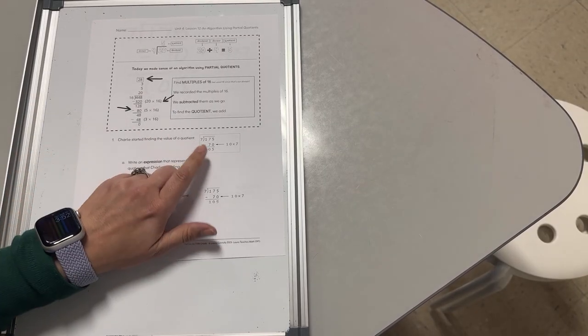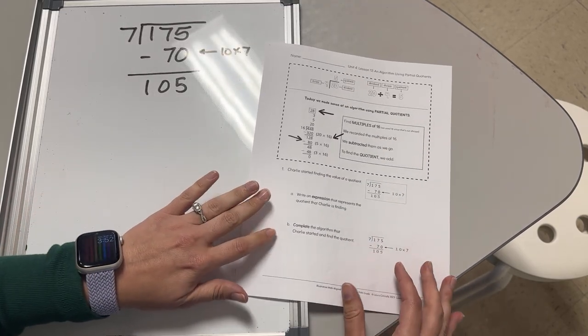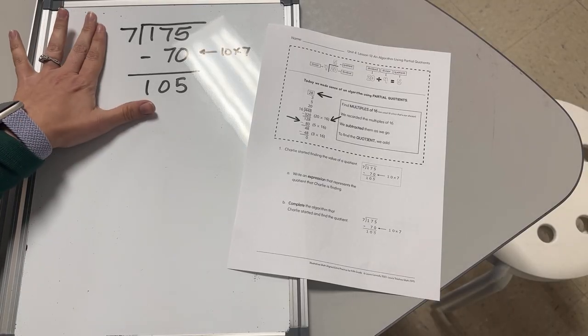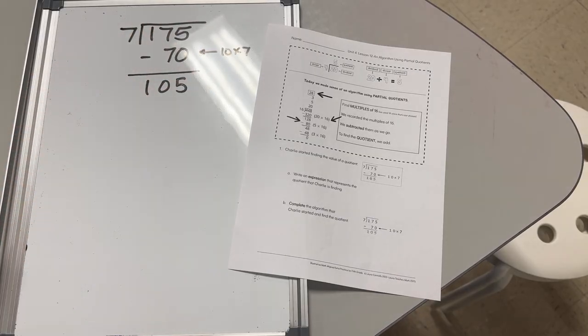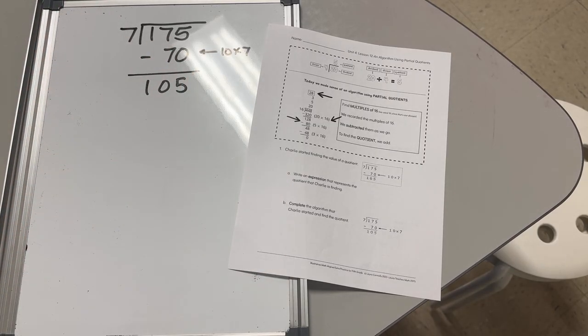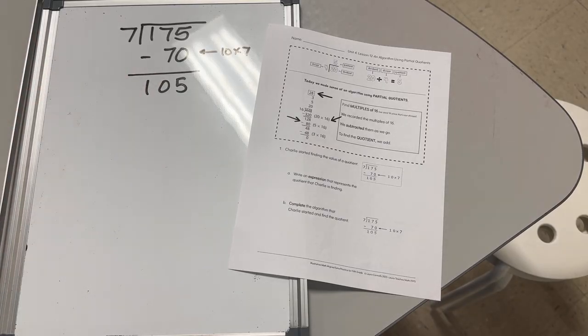For number one, we have a problem here, and I've actually written it out on my board so we can see it a little better. It says that Charlie started to find the value of a quotient. So here you can see he has his little number set up in the typical way for division, and he's got some work here. But the first question is asking us, what is the expression that represents the quotient that Charlie is finding? So what's the equation that he's doing right now?